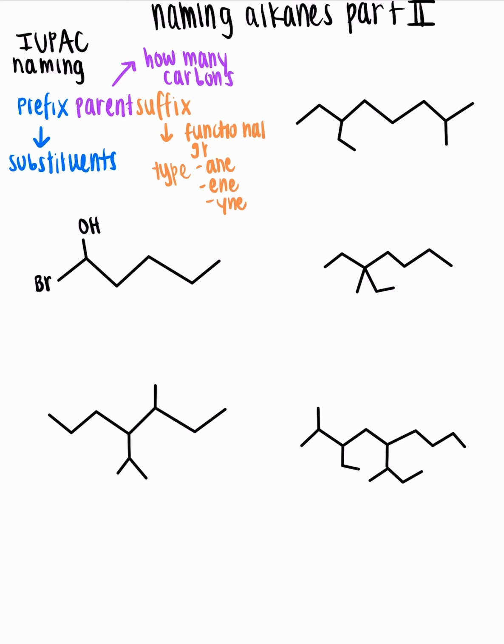It can also tell you, for example, if you have cyclopentane, you know that is going to be a pentane that is in a ring. So it also gives you more information on the functional group. And if you have, for example, an alcohol, you're going to end in -ol. We'll see these as we're going through them.